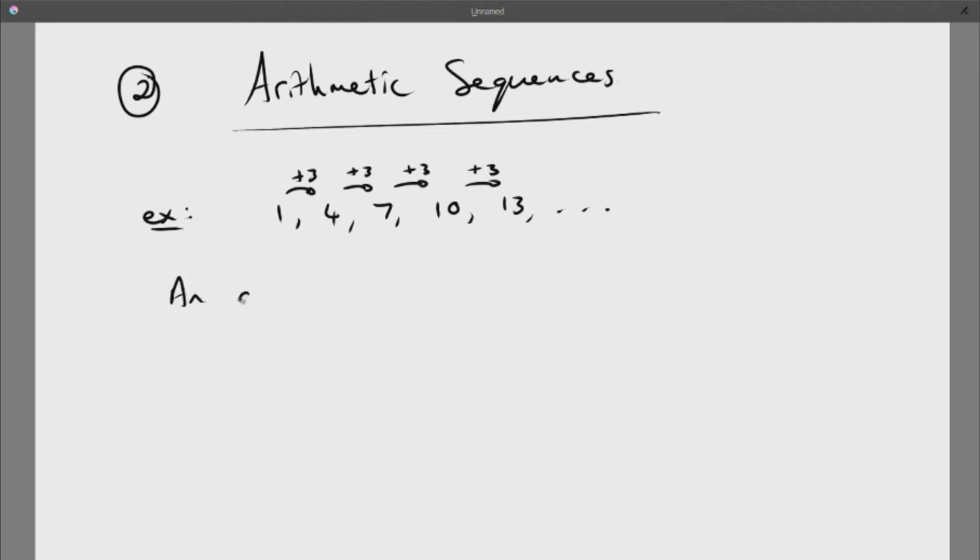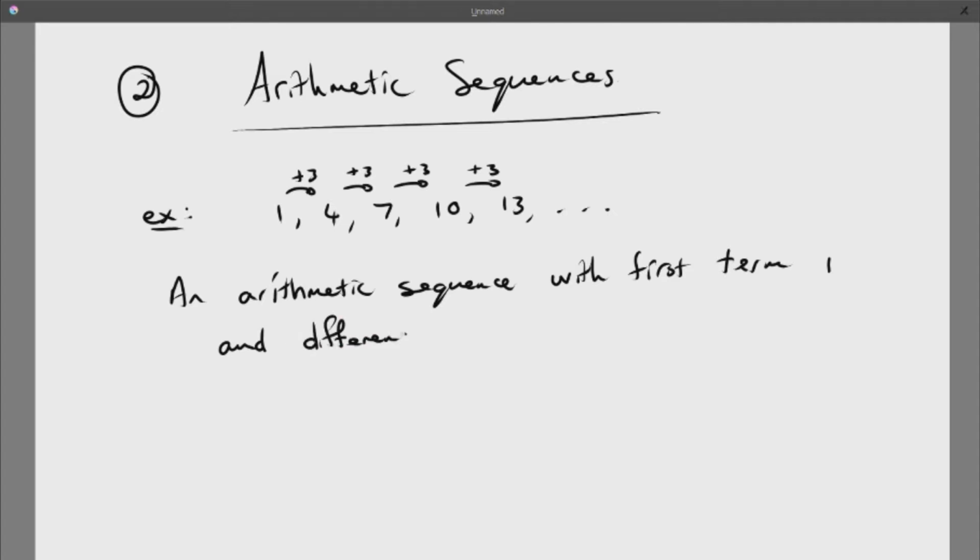So an arithmetic sequence, I need to know two things to make this sequence. I need to know what is the first term. In this case, it's a 1. And I need to know what do I add every time. We'll call that the difference. 3 in this case.